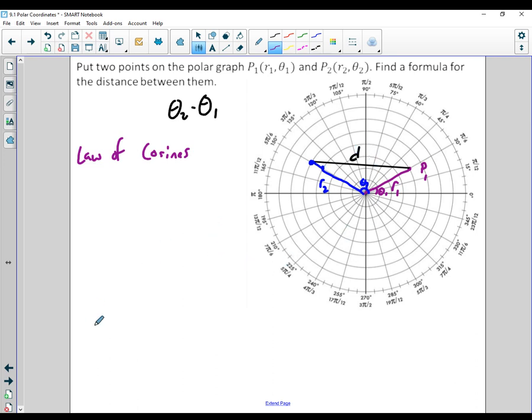And it says this side squared, D squared, equals one side squared, so r1 squared plus the other side squared minus 2 times r1 r2 cosine of the angle, which is theta 2 minus theta 1. And then, right, the actual distance would be if we took the square root, because we need to take the square root in order to get D by itself.